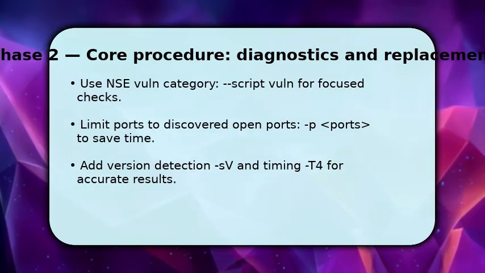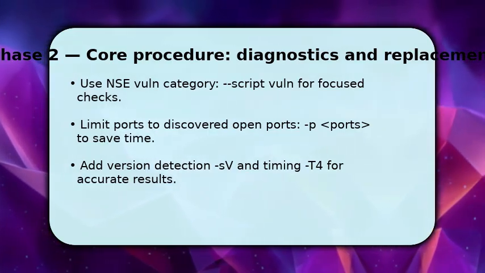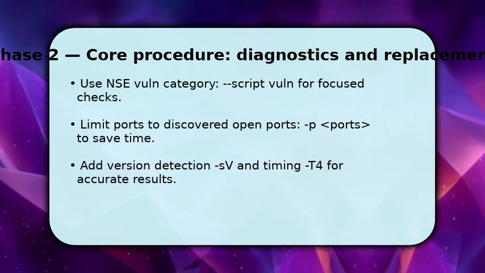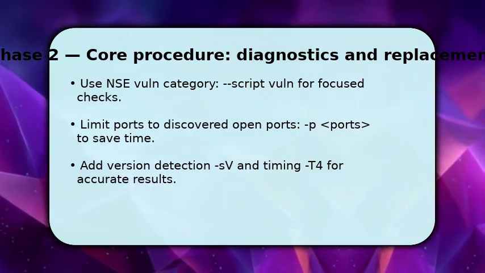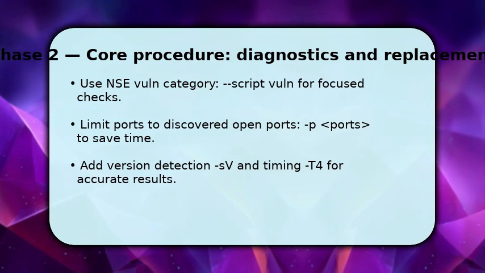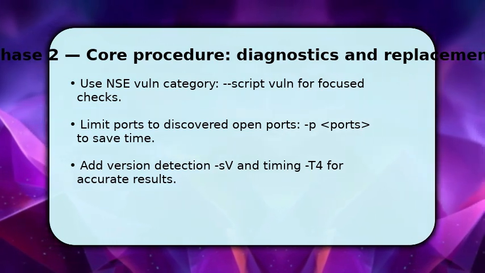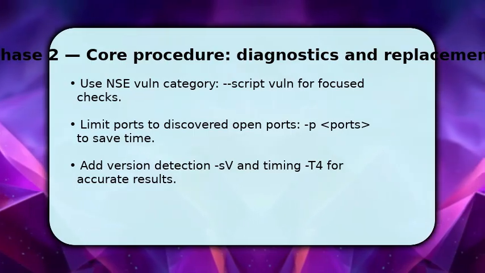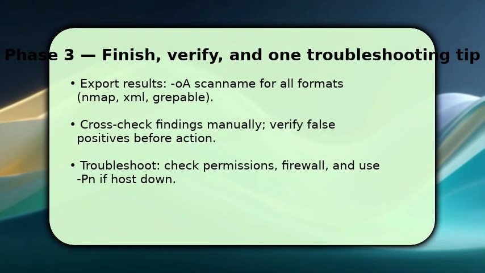If you want breadth, use --script vuln or auth, or choose specific scripts like http-vuln-cve2017-5638. You finish by saving artifacts. sudo nmap -sV --script vuln -oA min-skin target, so you have XML and text for reporting.